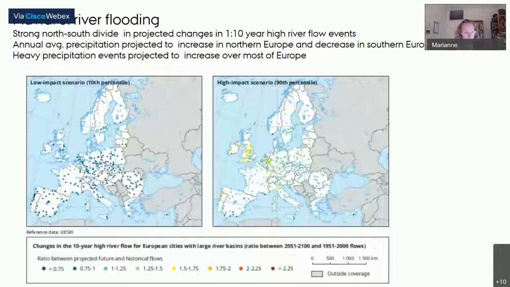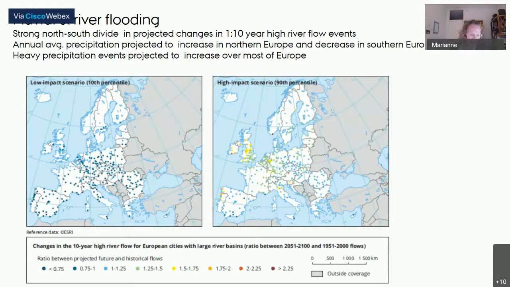Now I'll go on to the next, which is pluvial and river flooding. And here again, there's a strong north-south divide in projected changes in 1-in-10-year high river flow events. So the annual average precipitation is projected to increase in Northern Europe and decrease in Southern Europe. But heavy precipitation events are projected to increase over most of Europe. So this map shows a low impact and high impact scenario with a ratio of river flows from 2050 to 2100, so mid-century to end of century, compared to mid last century and the beginning of this century.